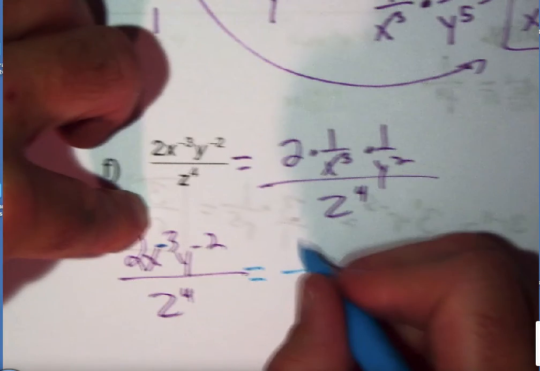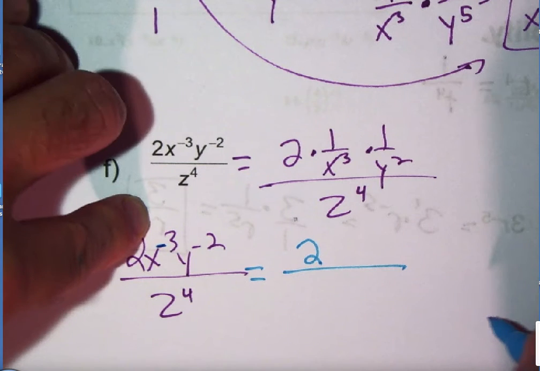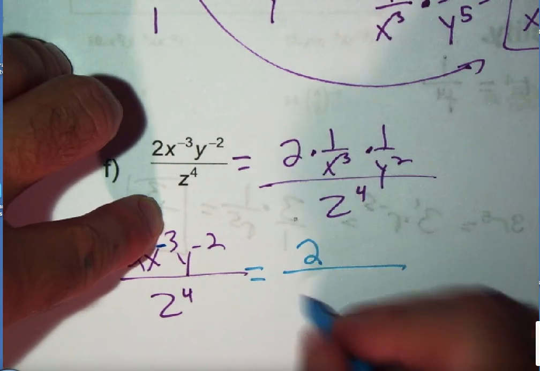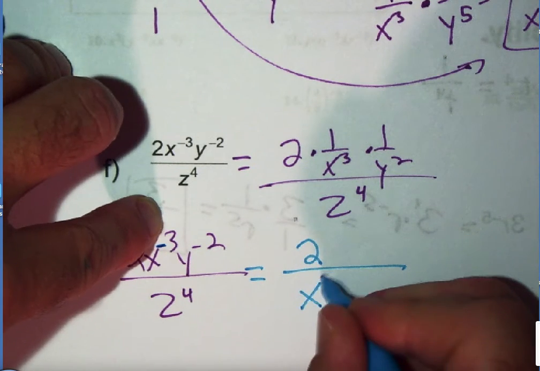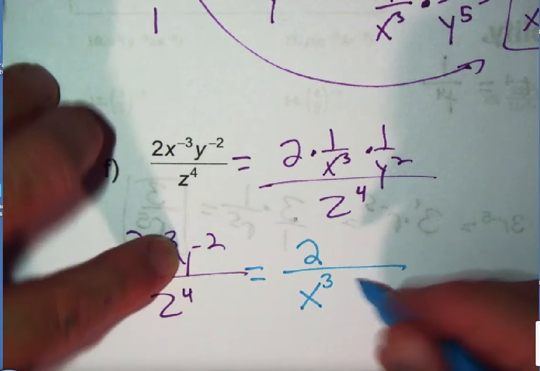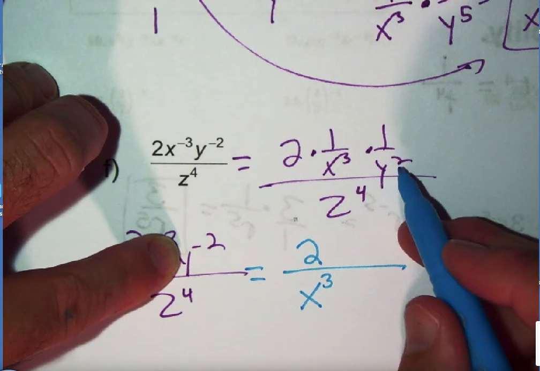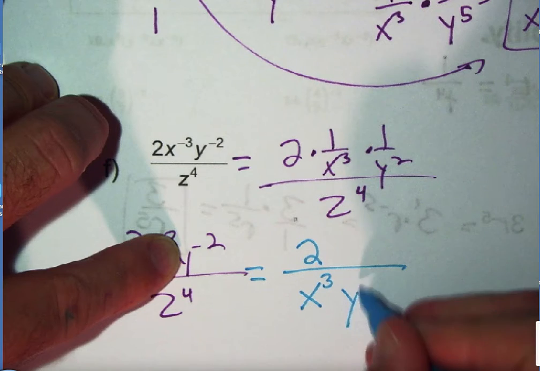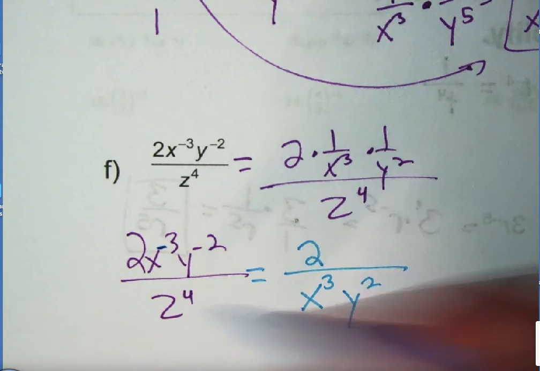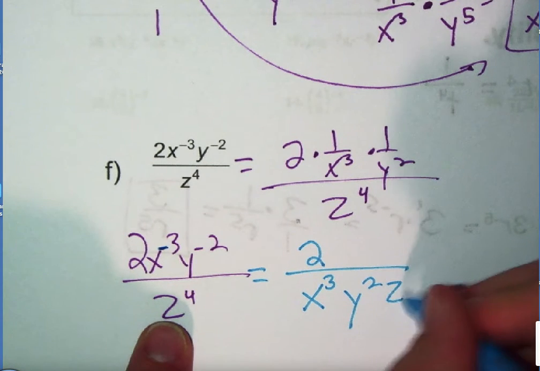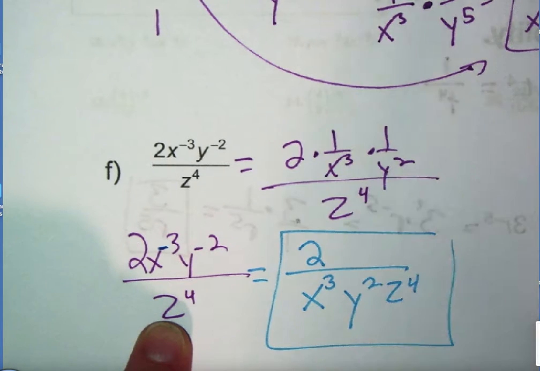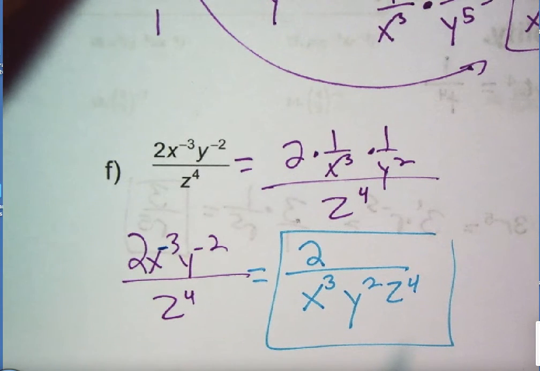So 2 is a positive exponent. It's fine where it is. X to the negative 3rd is not. It will become 1 over x to the 3rd. And what will happen is it was in the numerator, it will drop to the denominator. Y to the negative 2nd is 1 over y to the 2nd, and so it turns y to the 2nd into the denominator. See? Z to the 4th is fine where it is. It's just z to the 4th because it doesn't have a negative exponent. And there we go.